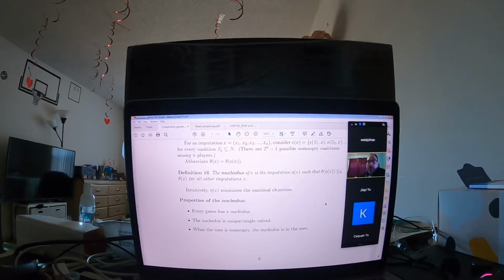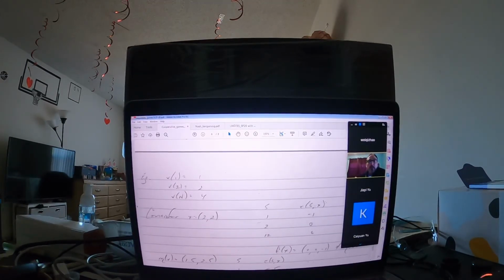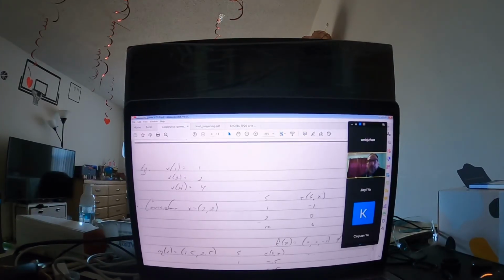These are the properties of the nucleolus, but let's first look at some examples. This was the first example of a game, of a two-player game that we considered a couple times ago.